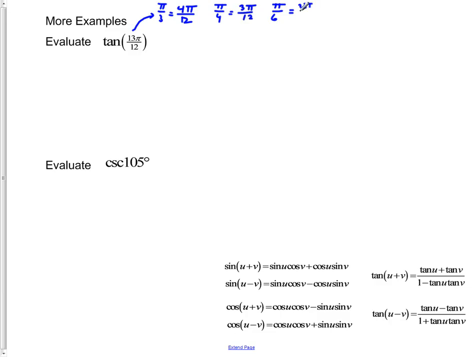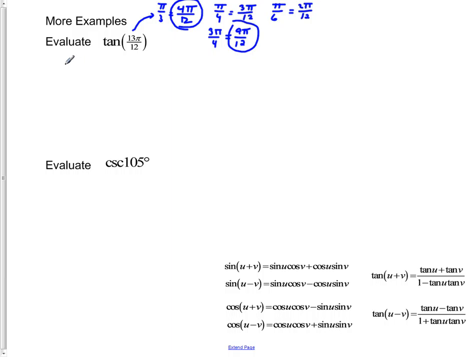Now, none of these happen to add up to 13 pi over 12, but we might note that in the second quadrant, pi over 4 is a reference angle for 3 pi over 4, and 3 pi over 4, when we multiply by 3 right here, becomes 9 pi over 12. And 9 pi over 12 plus 4 pi over 12 would add up to 13 pi over 12.